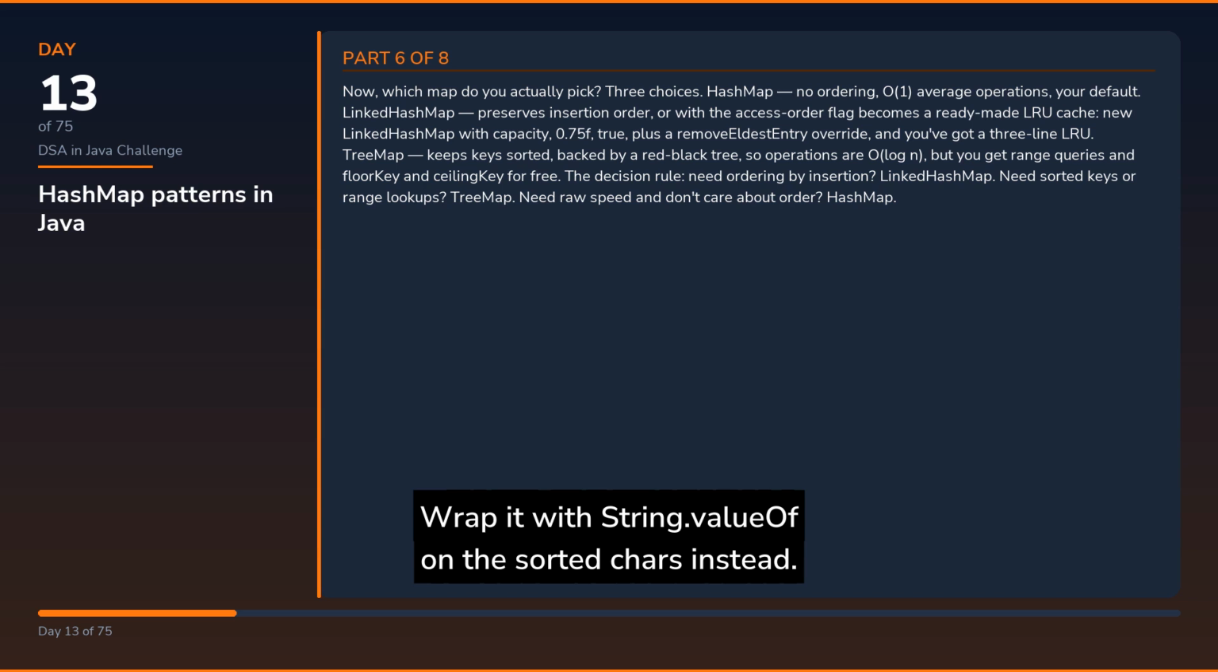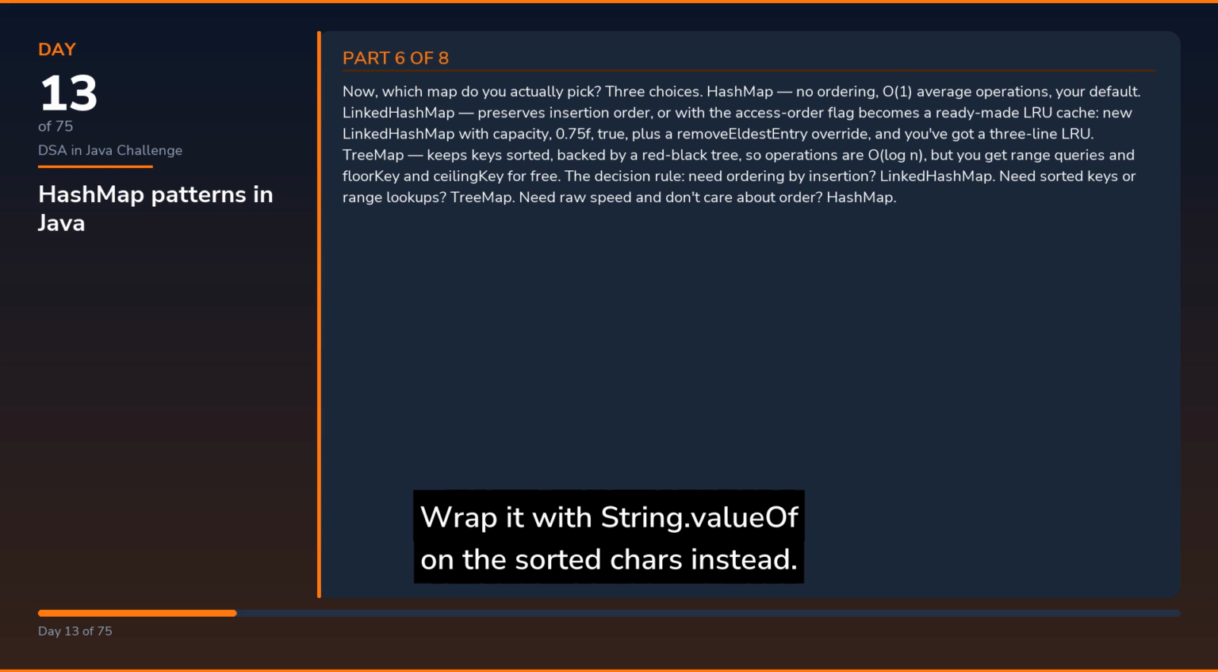Now, which map do you actually pick? 3 choices. HashMap, no ordering. O(1) average operations, your default. LinkedHashMap preserves insertion order, or with the access order flag becomes a ready-made LRU cache. New LinkedHashMap with capacity, 0.75f, true, plus a removeEldestEntry override, and you've got a 3-line LRU.